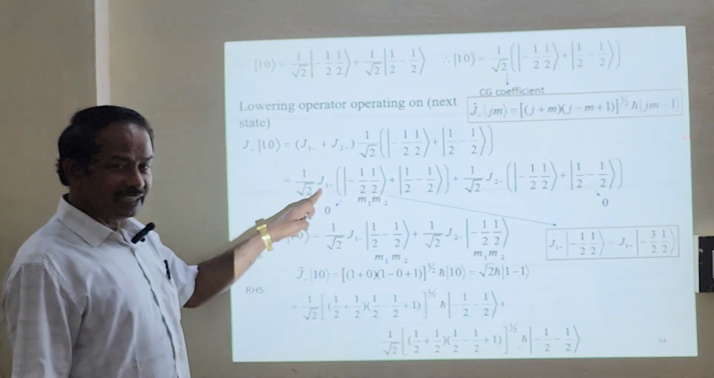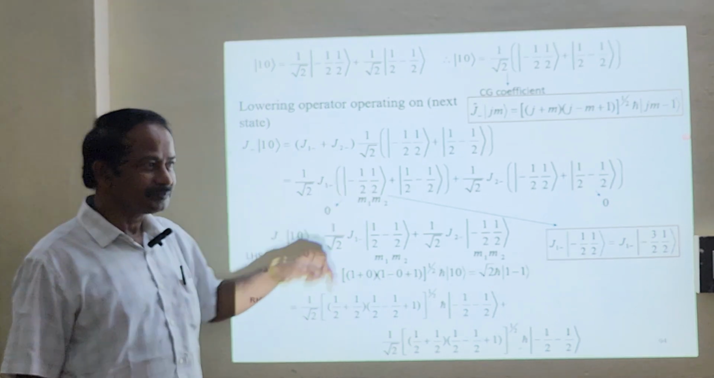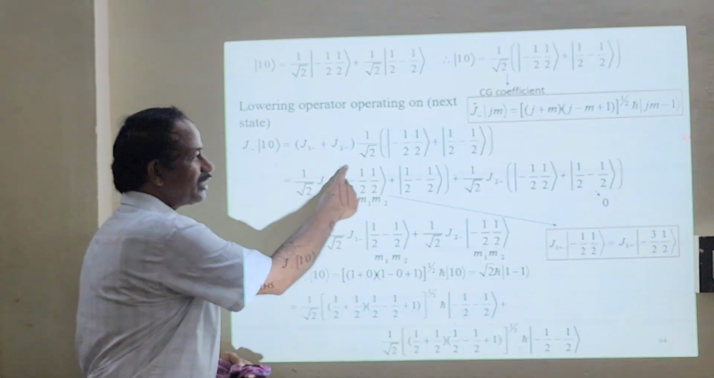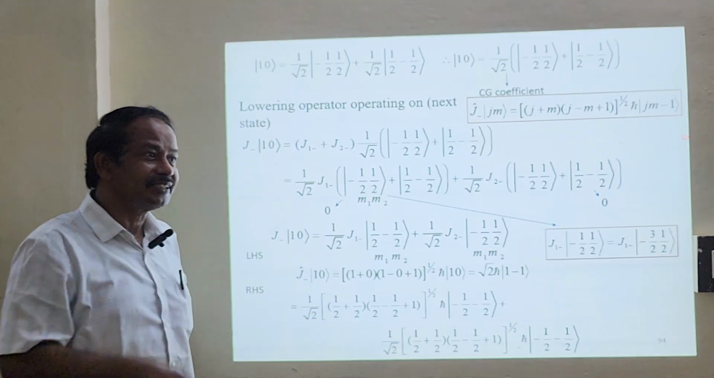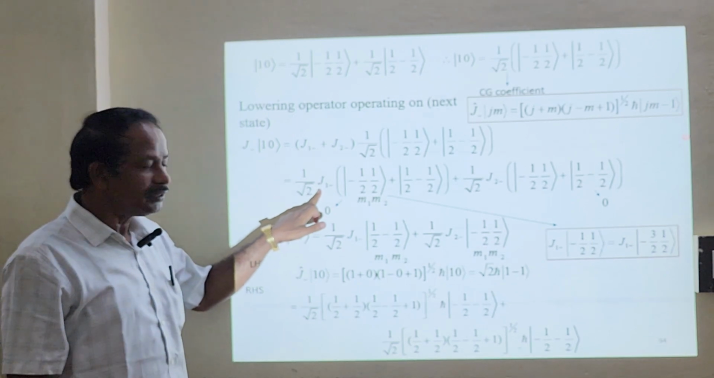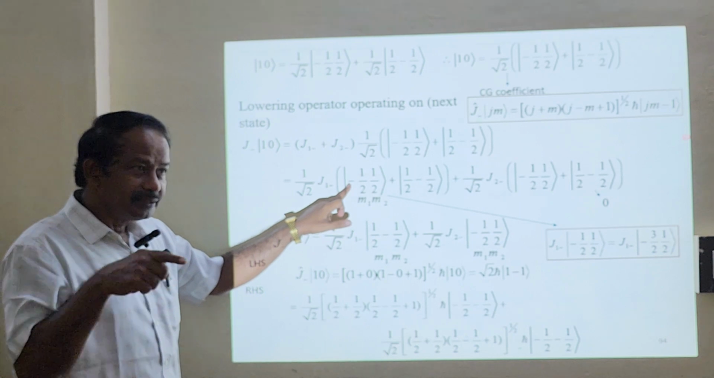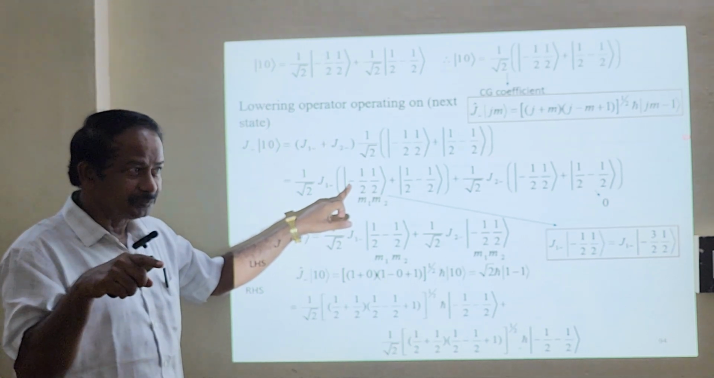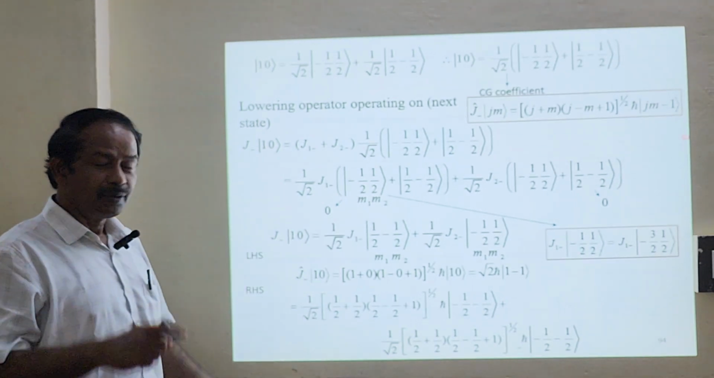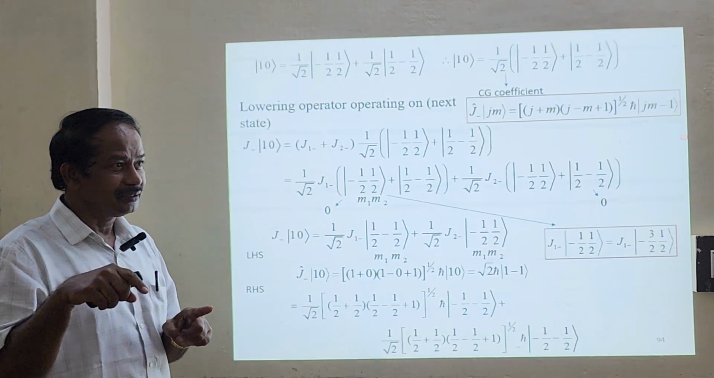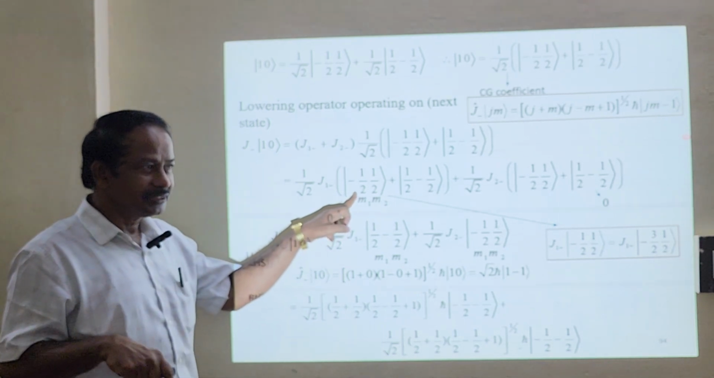Now J1 acts on |-1/2, 1/2>, correct? So this one will act only on m1 of minus 1/2. Suppose it acts on minus 1/2, what will be your answer? J1 will act only on m1. Here m1 is minus 1/2. What is the final answer? m1 minus 1, minus 1/2 minus 1, minus 3/2. Is it okay?